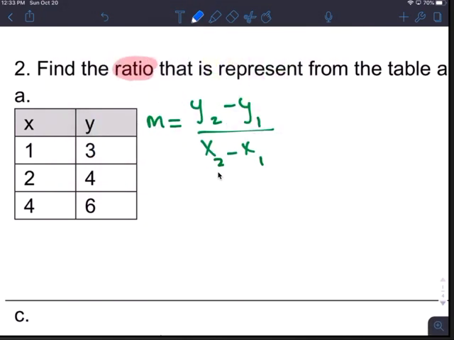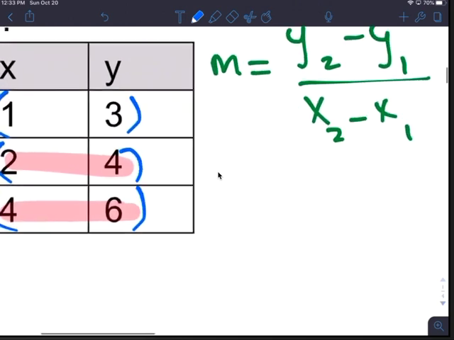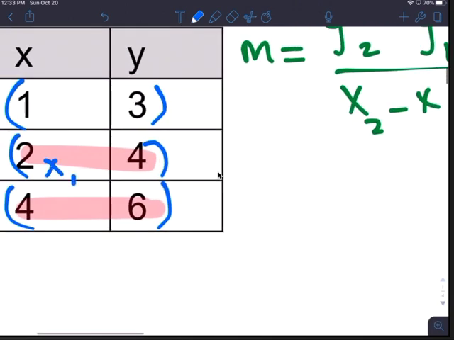Okay, you pick 2 numbers. Any 2 you want. So I'm going to pick the last 2. You can pick the first 2. As long as you do your math right, you'll get the same answer as I do. Okay, I'm right here. So this is x sub 1, y sub 1, x sub 2, and y sub 2.